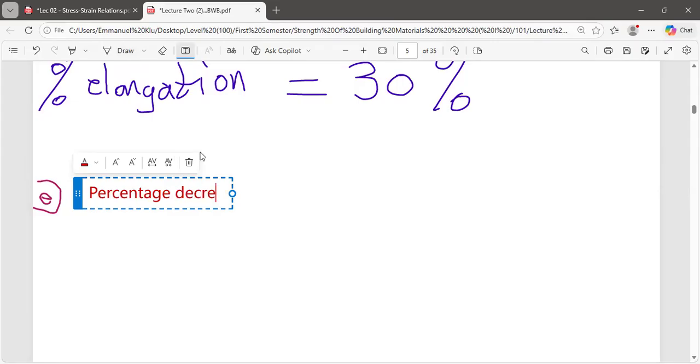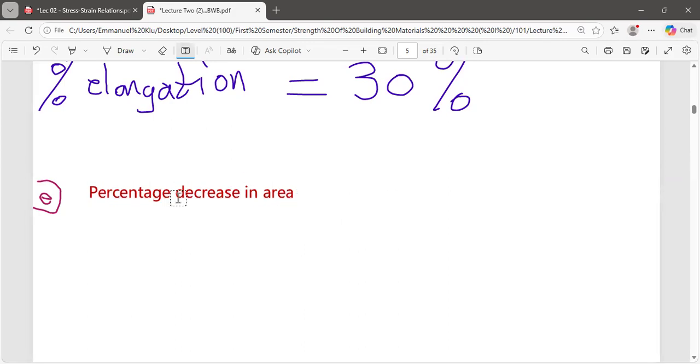Percentage decrease in area. So that becomes our percentage decrease in area. After writing down percentage decrease in area, we are just supposed to move on to calculate it. As simple as that.